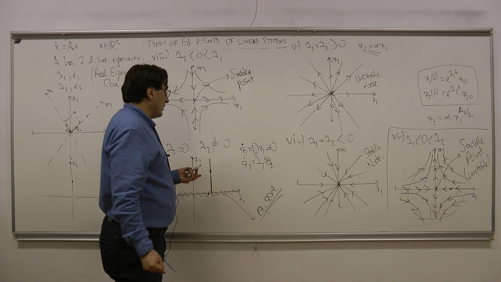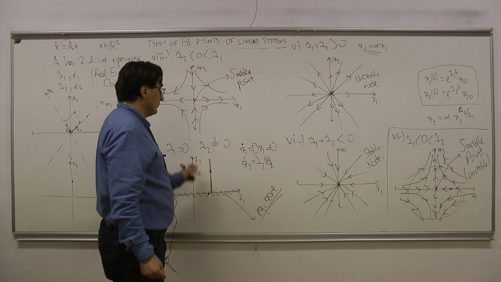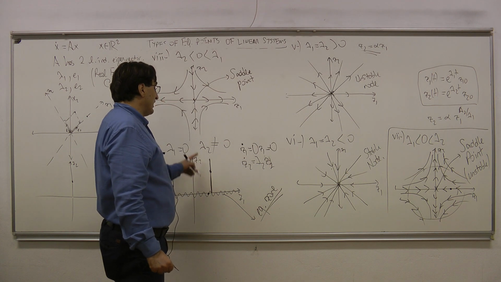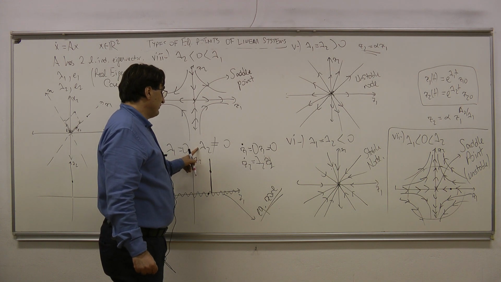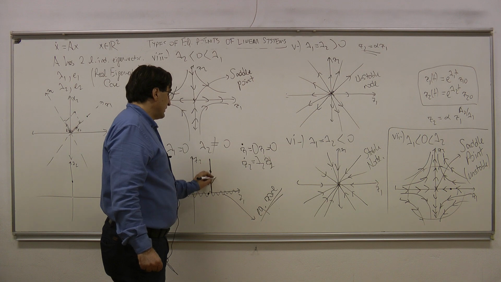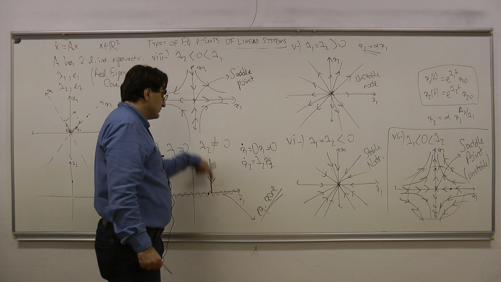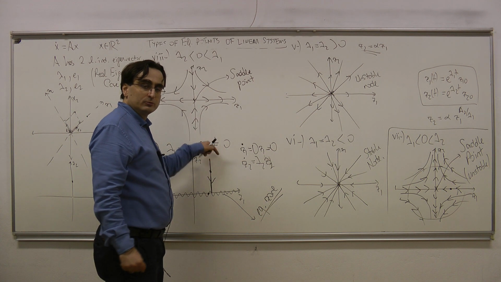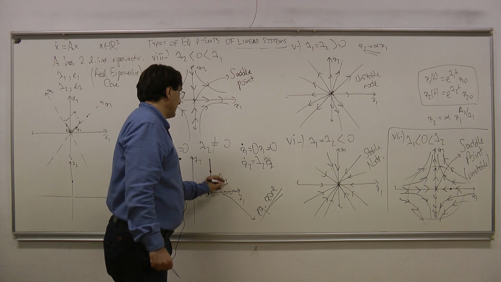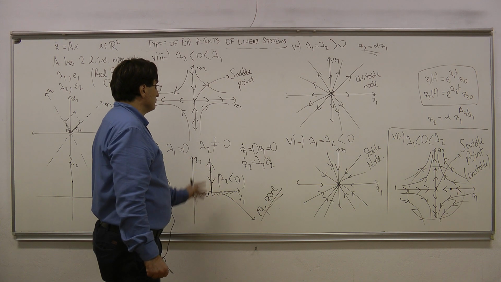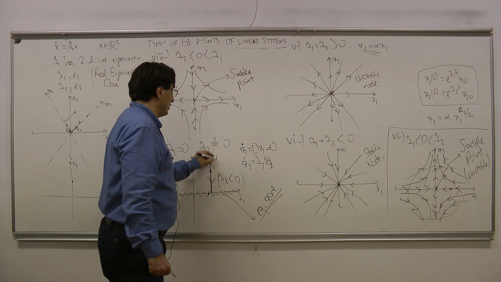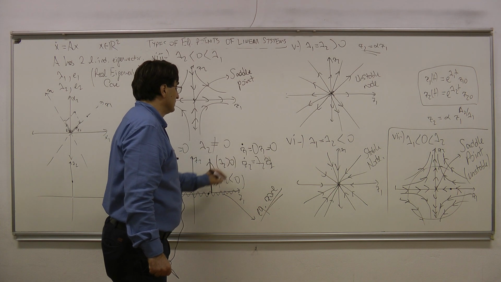And what about the direction on that line? The direction is going to be determined by the sign of lambda 2. If lambda 2 is negative, then I would have a direction downwards towards the equilibrium zone. So this is the case when lambda 2 is smaller than 0. Or the direction would be away from the equilibrium zone if lambda 2 is positive. Okay?